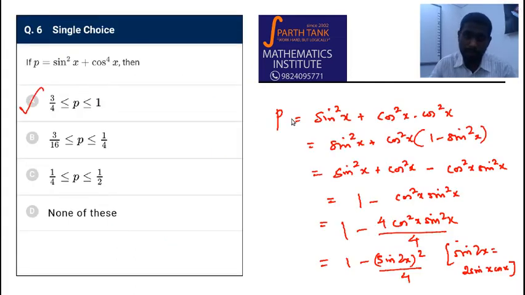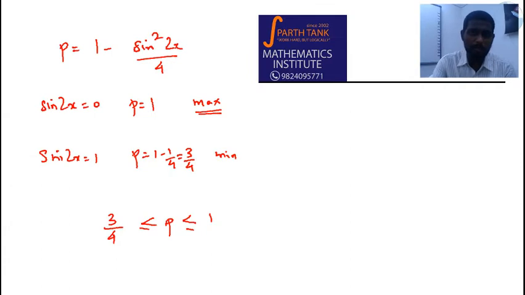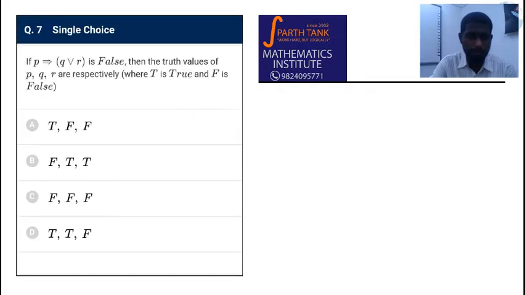Now you can do it another way also. You take this as the equation, differentiate it, put it equal to 0, and find the points. The first derivative should be 0, the second derivative should be positive. That will give you the same answer. But with trigonometric functions, there are some other simplifications which help us arrive at the correct answer without a lot of tedium. Question number 7.